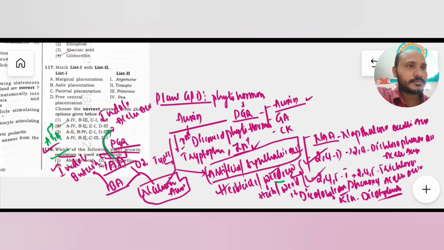So gibberellin does not play any role in weedicides, and it is a plant growth regulator hormone. Now coming to the next option, kinetin is a form of cytokinin hormone. Cytokinin is also a plant growth regulator. So the right answer is 2,4-D.